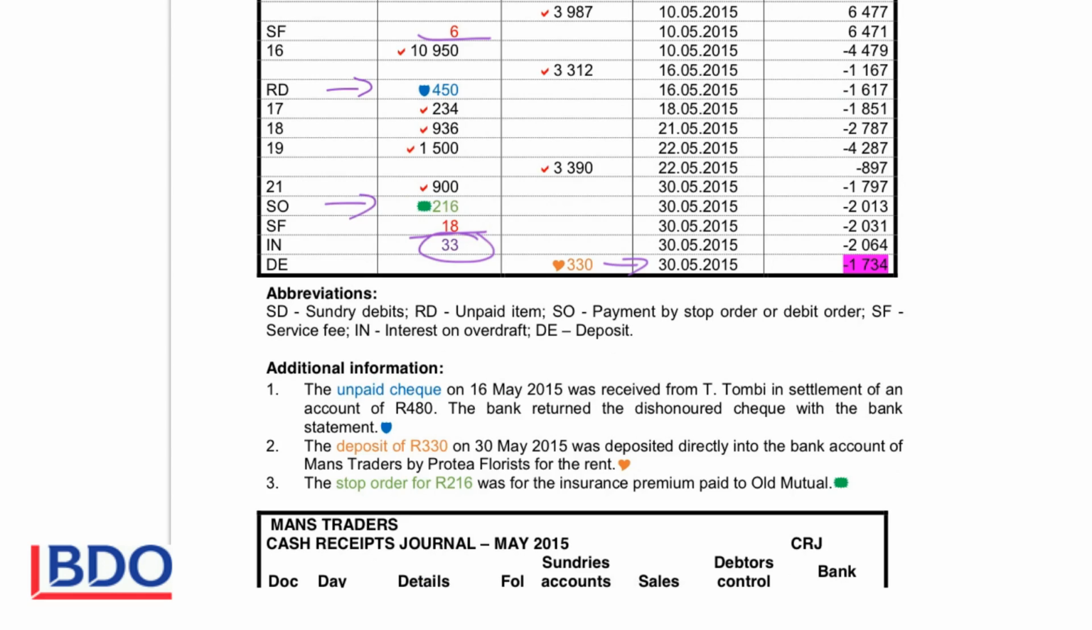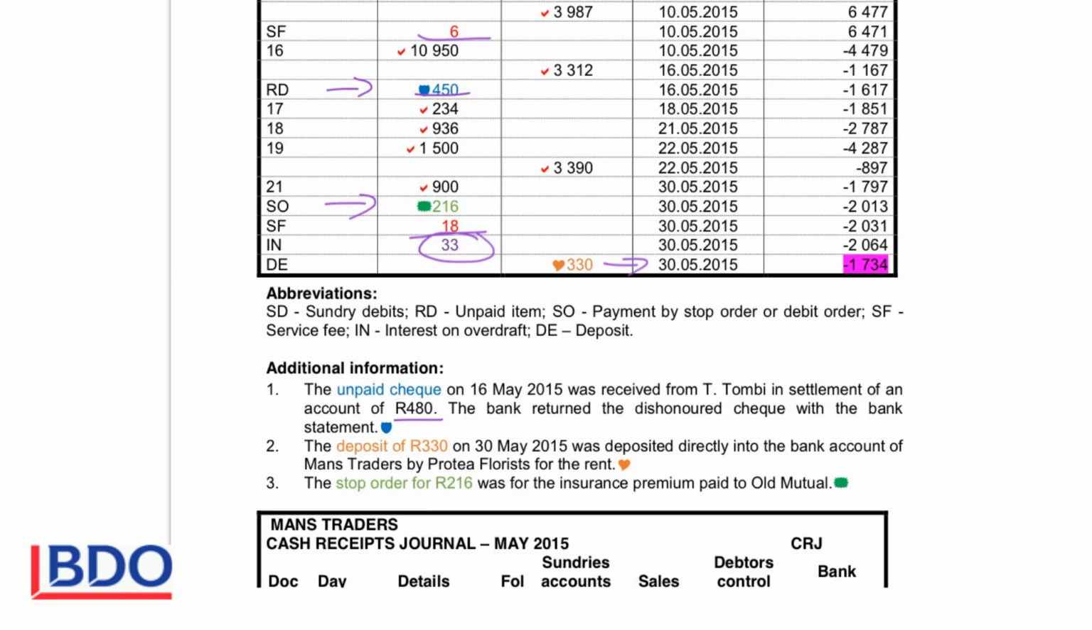If we look at this additional information, they say that this unpaid cheque for 450 was received from Tombi in settlement of account of 480. The bank returned this dishonoured cheque with the bank statement. Now, the reason for this dishonoured cheque is not always because the person doesn't have money in the bank. It can be that the cheque is post-dated, or that the cheque matured, it's older than 6 months, or that there was a mistake on the cheque. So for various reasons, a cheque will be cancelled.